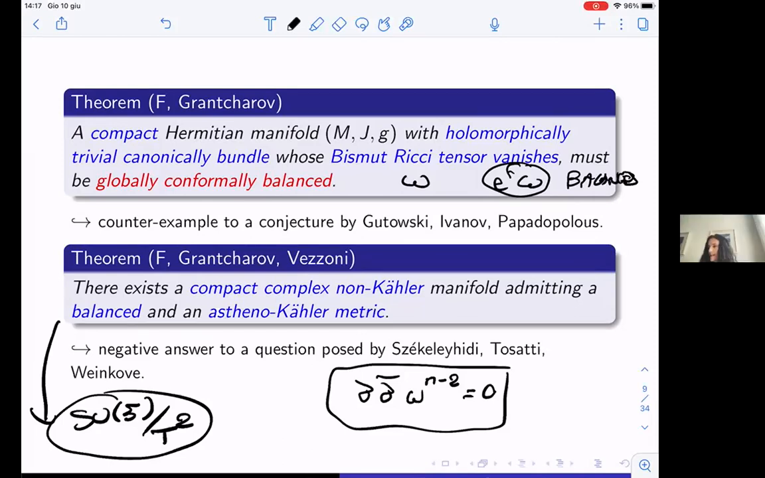Because anyway, if you take n equal to 3, then you go back to the conjecture, right? Because you will have a balanced metric and at the same time a pluriclosed metric. Okay. Yes. Thank you. So, let's say that this is for n bigger than 3, it's some sort of generalization, but this is not anymore true. So probably that depends on the Astheno-Kähler condition in some sense. Maybe in higher dimension it is completely different from the pluriclosed metric. Yes. Thank you very much.